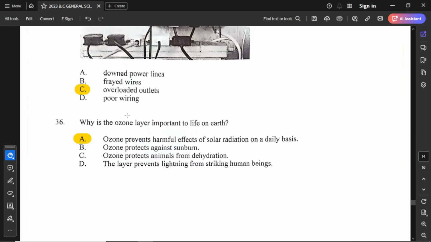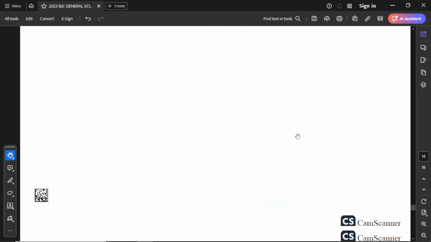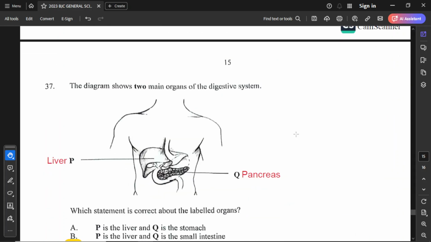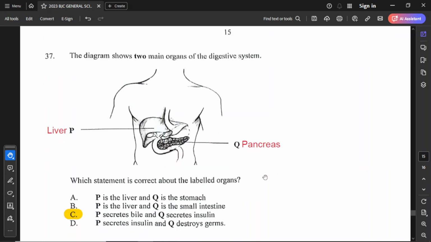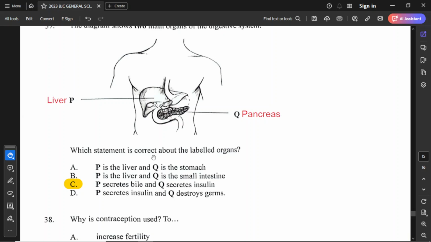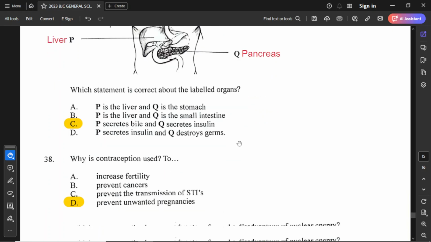36. Why is the ozone layer important to life on Earth? The ozone helps to prevent harmful radiation. Therefore, A is correct, which reads that ozone prevents harmful effects of solar radiation on a daily basis. So 36 is A. 37, a diagram shows two main organs of the digestive system. We have the liver and the pancreas. P is liver, Q is pancreas. Which statement is correct about the labeled organs? C is correct because P, the liver, produces bile and Q, the pancreas, produces insulin.